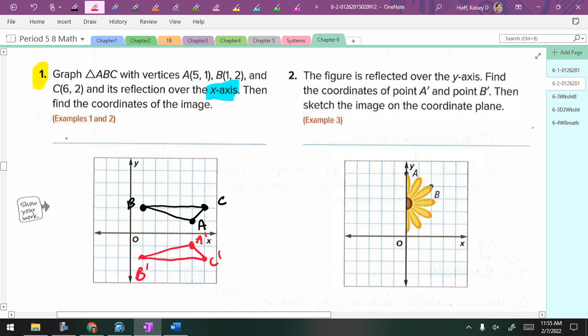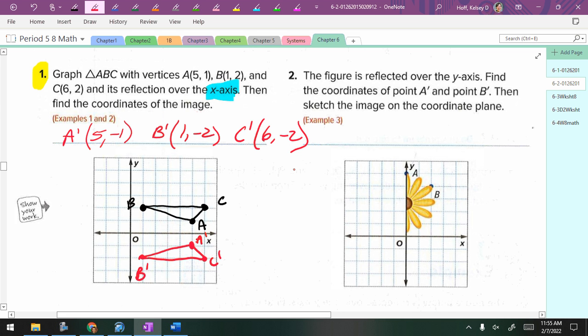Who can tell me where A prime is? Gatlin? Positive 5, right? Negative 1? Should be positive 5, negative 1. B prime is 1, negative 2. And C prime is 6, negative 2. Nicely done.